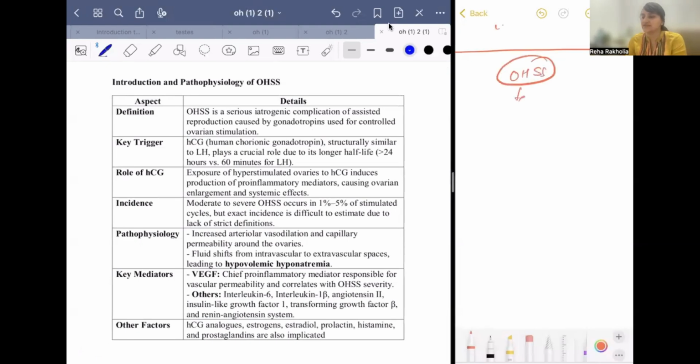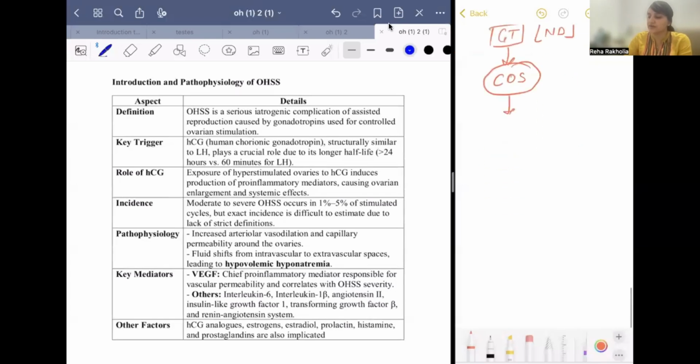OHSS is a serious condition that occurs in women undergoing fertility treatment, particularly ART, like IVF. It happens with gonadotropin, and can even occur at normal doses. It occurs when gonadotropins, the hormones used for controlled ovarian stimulation, lead to an excessive response from the ovary.